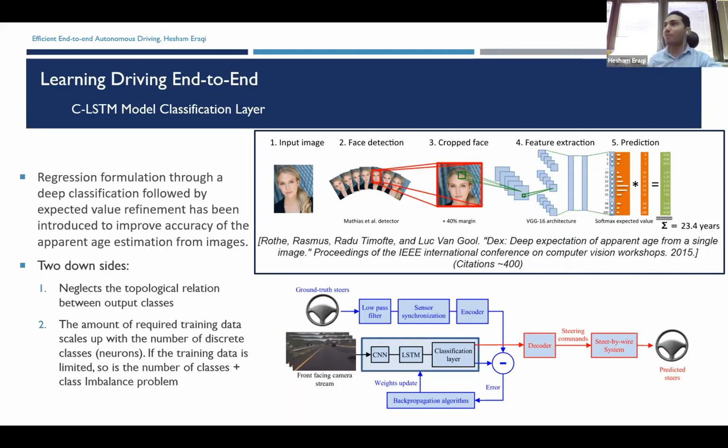And also you can even increase the number of output neurons safely, because normally if you increase the number of neurons at the output layer, you need more representative samples. So you need to be careful with this problem.